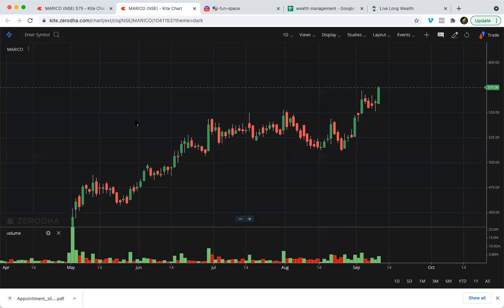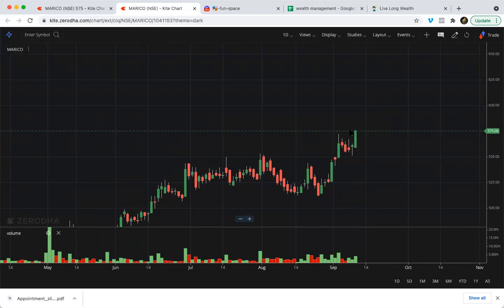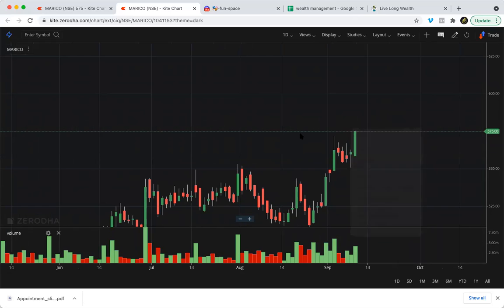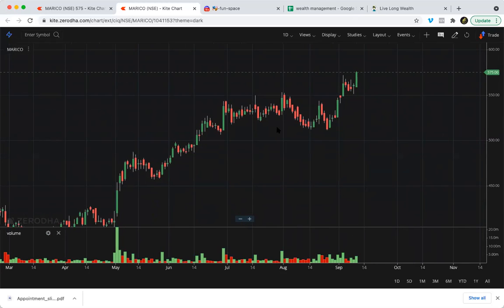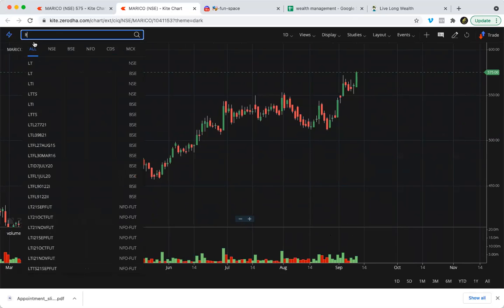So I suppose my screen is visible. Yeah. So I hope you can see my screen right now. Okay. And if you have a look over here, this is the chart of Marico. So Marico is one particular position that we have added to our portfolio recently. Okay. Now, this one, the volume part and lecturing would be a bit difficult. So let me just get into L&T.